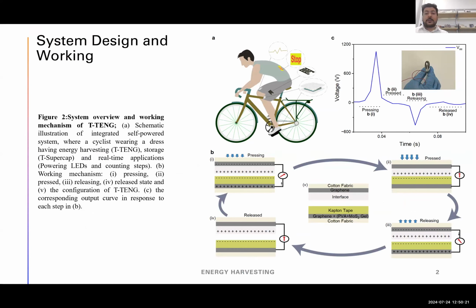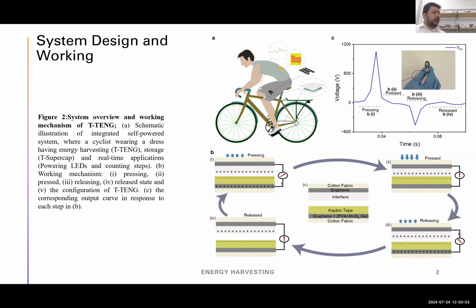The cyclist is the motivation, as this project was initiated for cyclists. What is presented in this figure is: why not have all these things, where you are harvesting your motion and converting it to electricity, and then you also have the capability to store that energy, and in real time you can use it as a self-powered indicator light. You can power your LED lights.